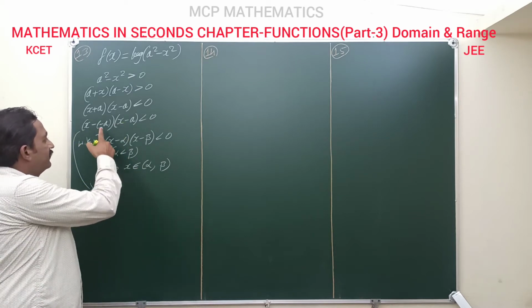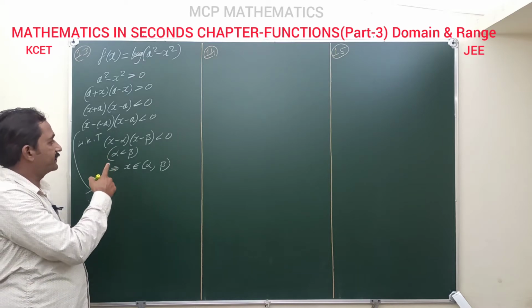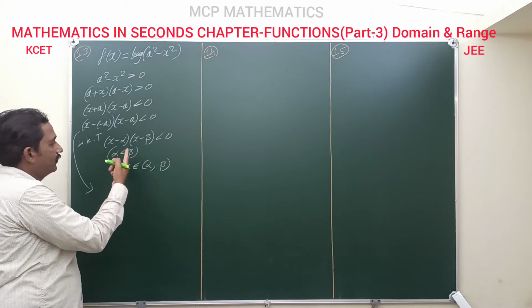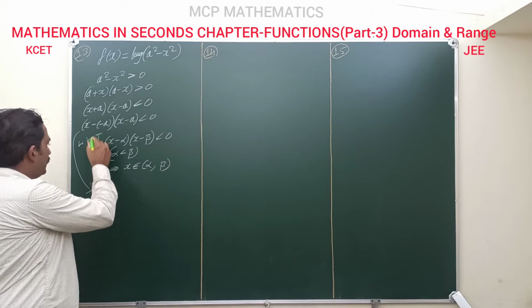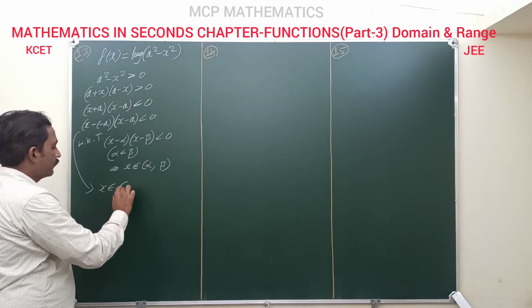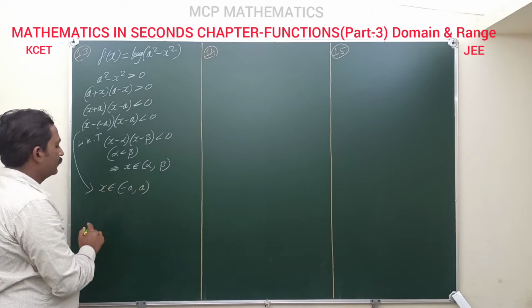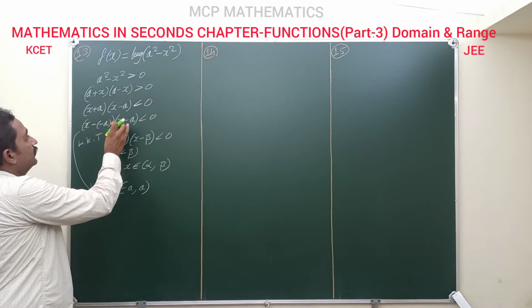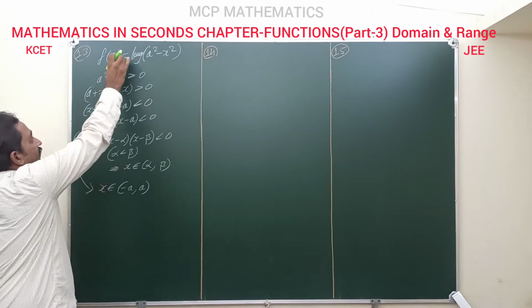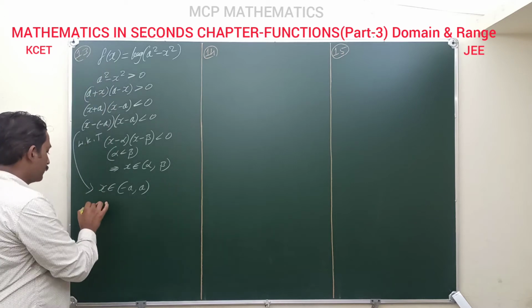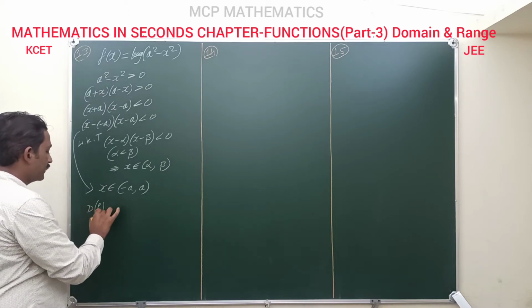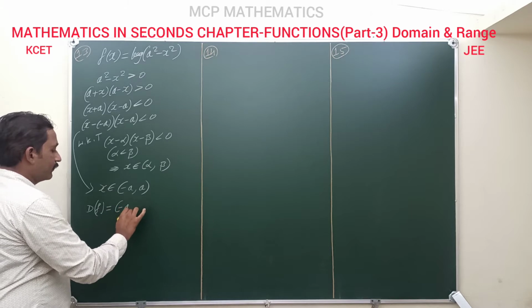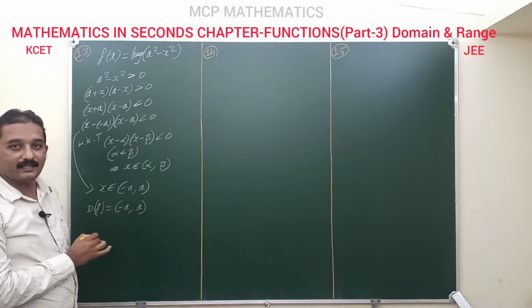In the place of alpha, minus a is there, and beta is plus a, so minus a is less than plus a. So x belongs to the open interval minus a to plus a. These are the values of x for this inequation, but these x values are the domain of this function. Hence the domain of f is the open interval minus a to plus a.